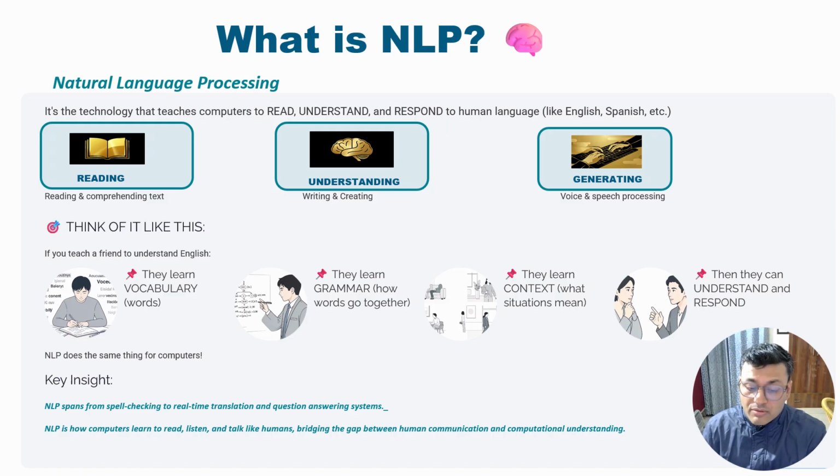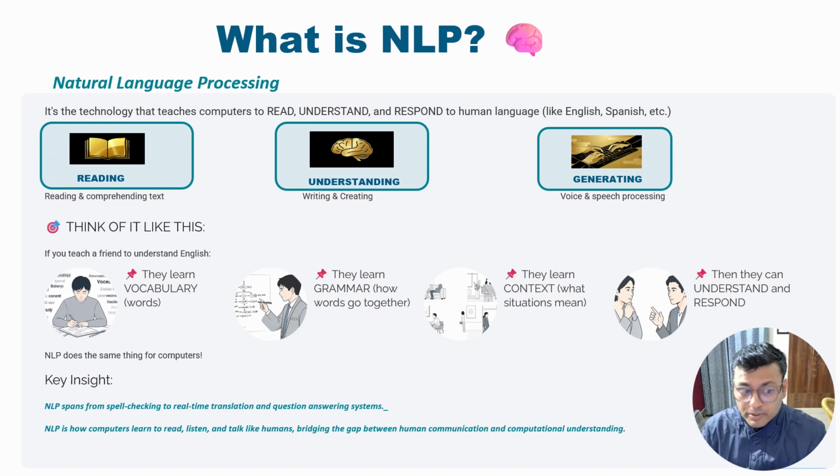NLP is how computers learn to handle language. Think of it like teaching your friend English. First they learn vocabulary, then grammar, then context. Once they understand those, they can respond accurately and correctly. Computers do the same thing, but with algorithms and models. NLP powers everything from spell check to real-time translation.